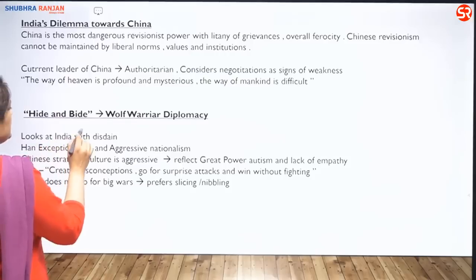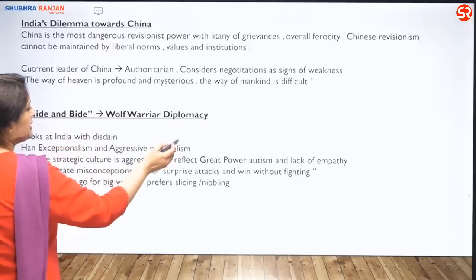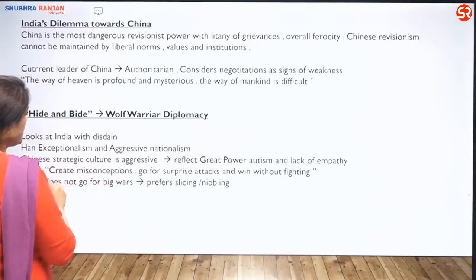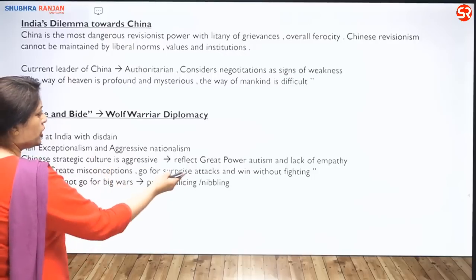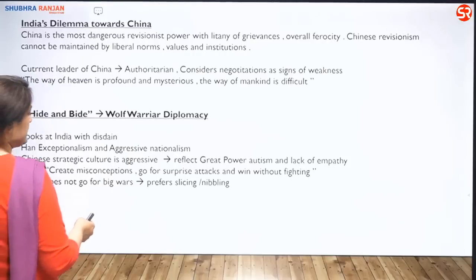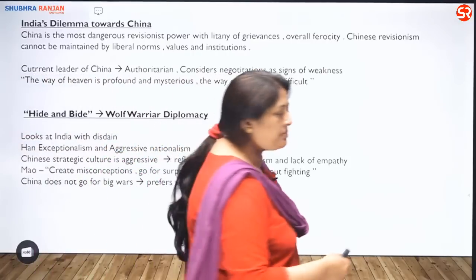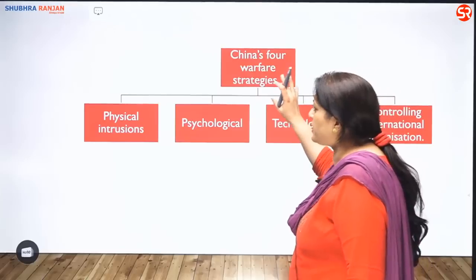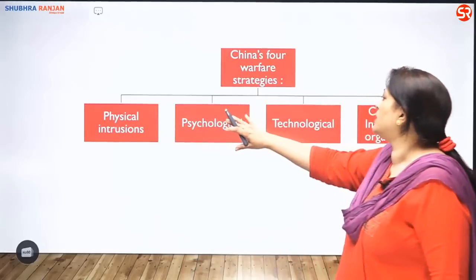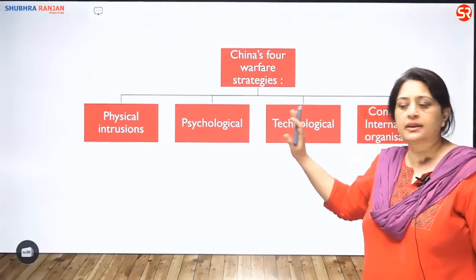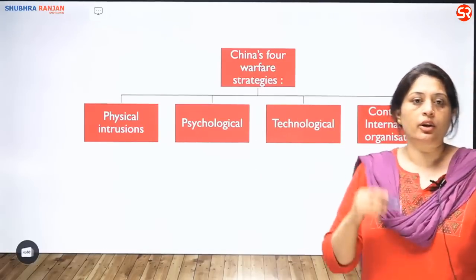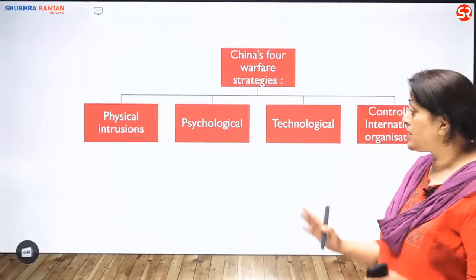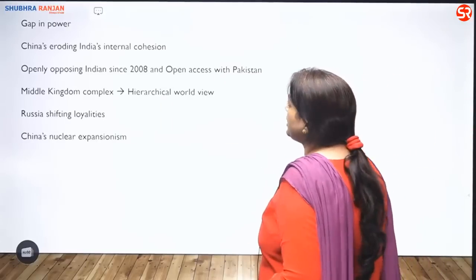So China looks at India with disdain. Exceptionalism and aggressive nationalism, Xi Jinping proposes. Chinese strategic culture is aggressive. Mao's approach is to create misconceptions and go for surprise attack. So be ready for surprise attacks. And instead of big wars, China prefers salami slicing. China has a warfare strategy of physical intrusions, psychological intrusions, technological intrusions, cyber warfare, and controlling international organizations. We have already seen how China has controlled the WHO. So these are certain war strategies China is adopting.